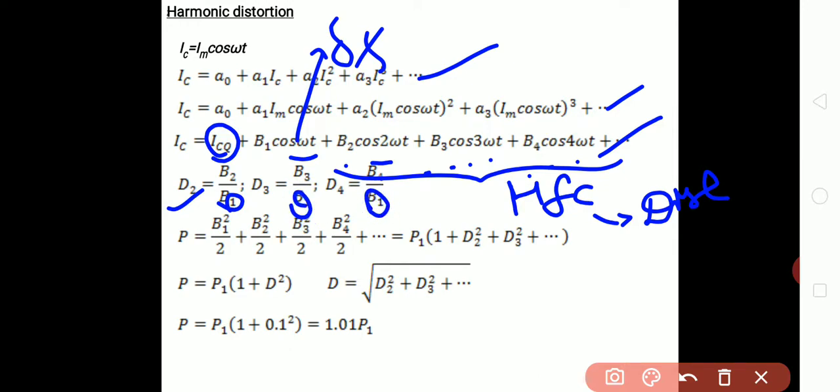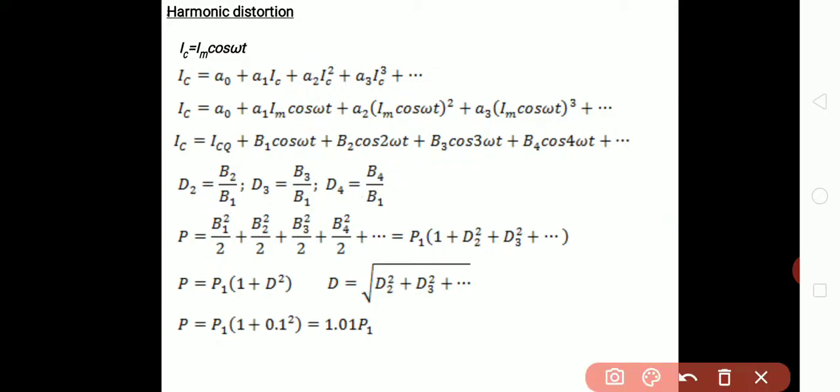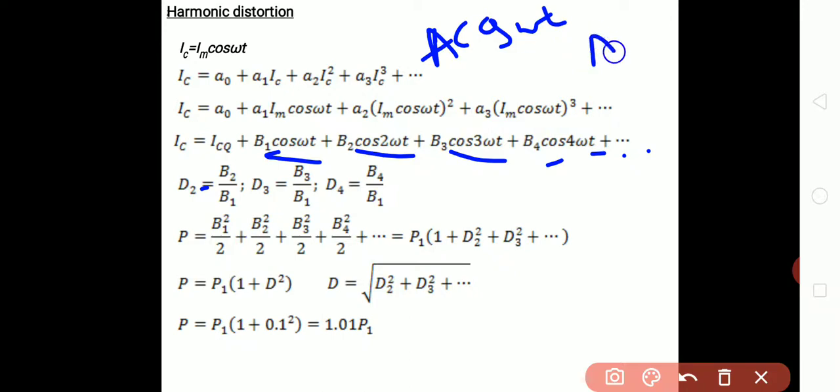In case we consider the total power generated at the output of an amplifier, the total power is given as P equal to the power due to the first component, plus the power due to the second, plus the power due to the third and so on. As we know, any signal of the format A cos omega t will have a power of A square by 2. So the AC power, strictly this is AC power, delivered by all these components will be B1 square by 2 plus B2 square by 2 plus and so on.